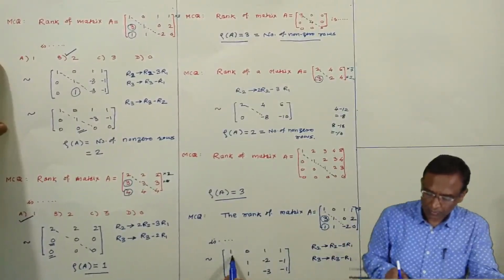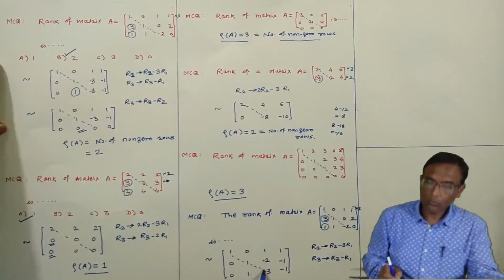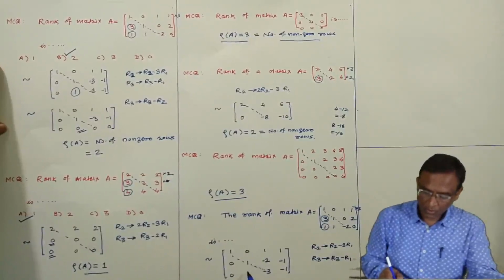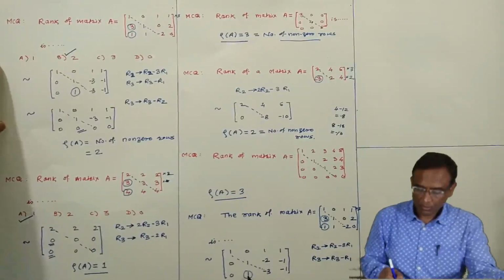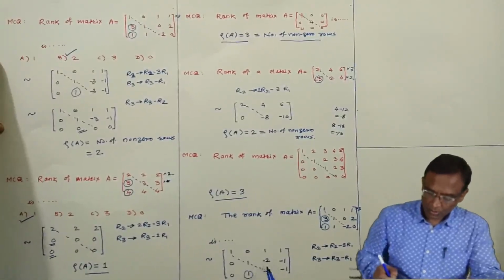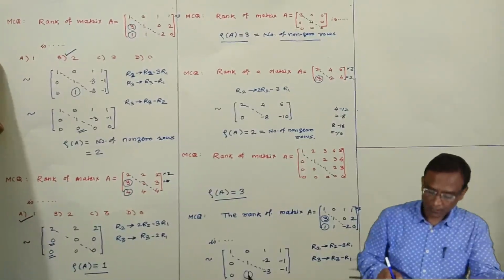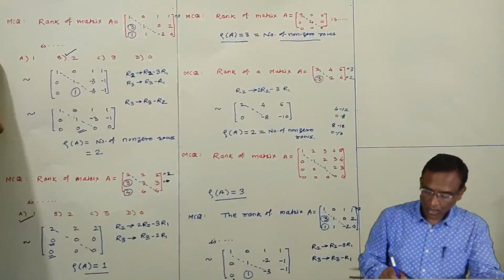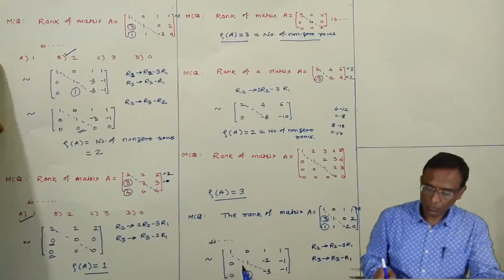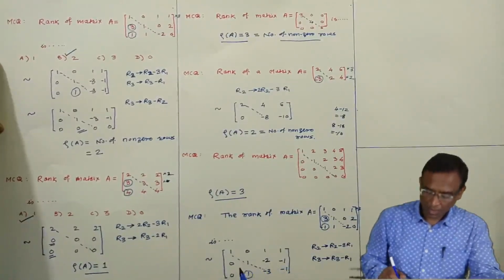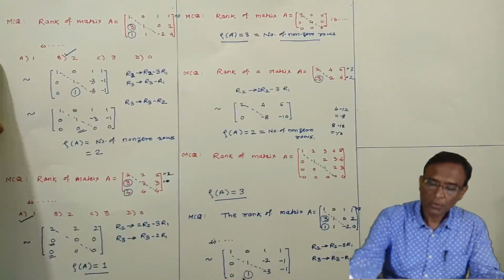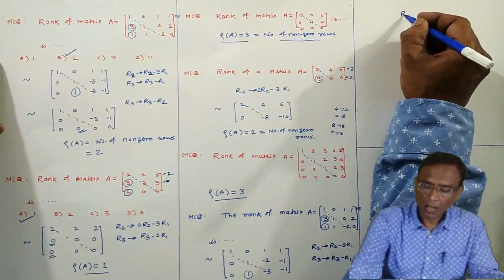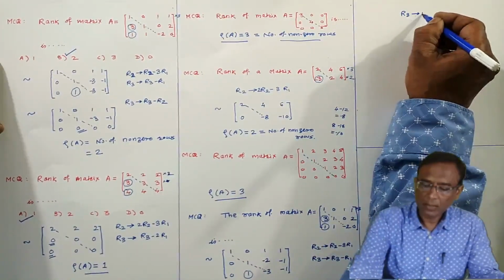This is the diagonal. Now it remains to bring 0 at this place, but since this is the element of the second column, I have to use the second row. In order to bring 0 here with the help of 1, if you perform the transformation R3 minus R2, you will get 0 here. So R3 gives R3 minus R2.